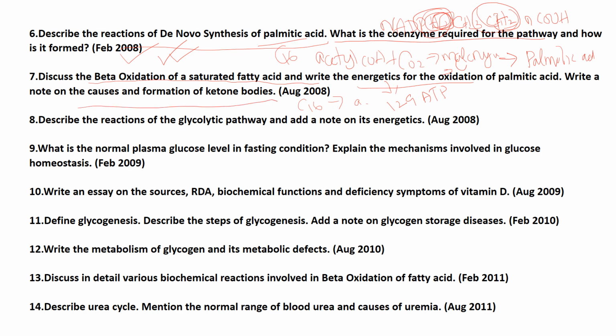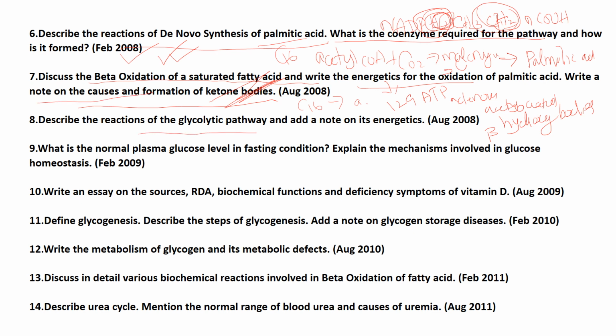So ketone bodies are nothing but acetone, acetoacetate, and finally beta hydroxybutyrate. So all these are nothing but ketone bodies. These again depend upon the fatty acid, that is, acetyl-CoA is the one which is required for this also. So these are the points to be covered for this question.